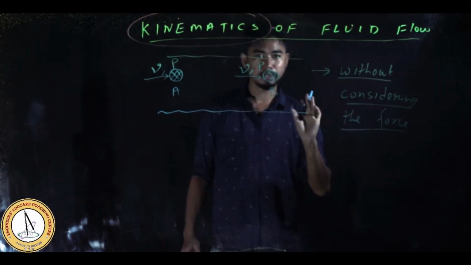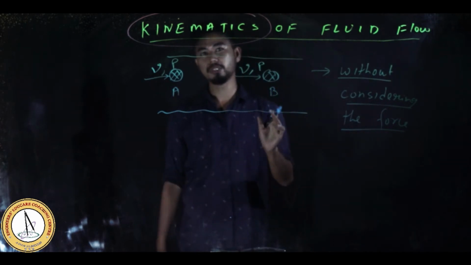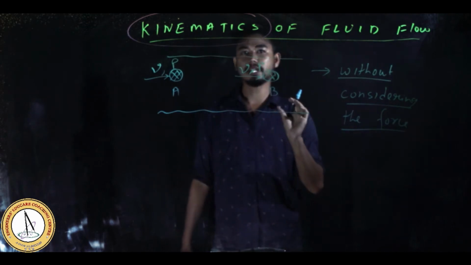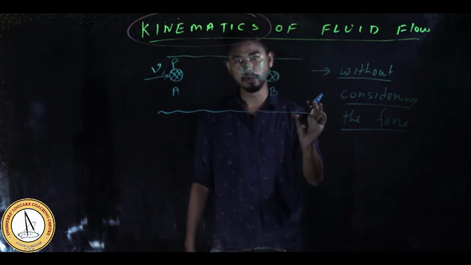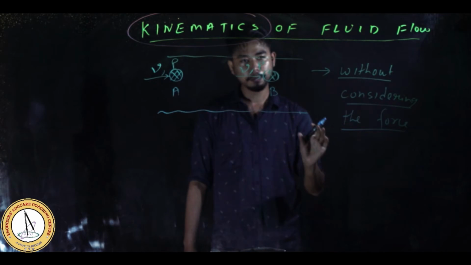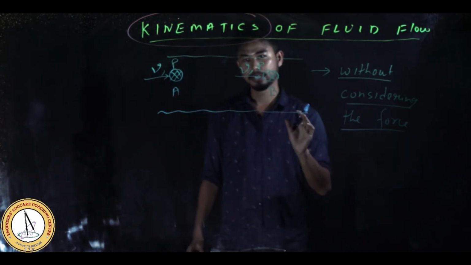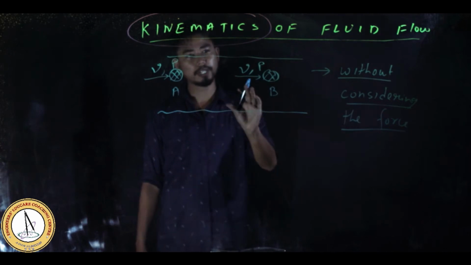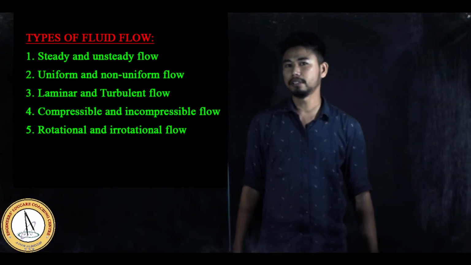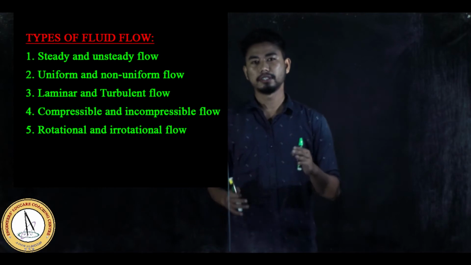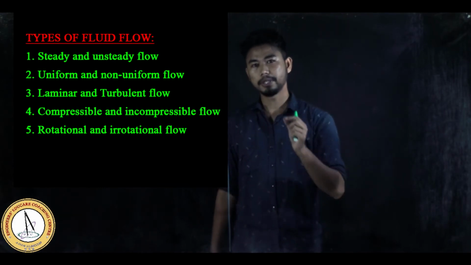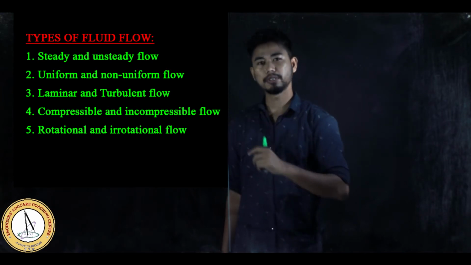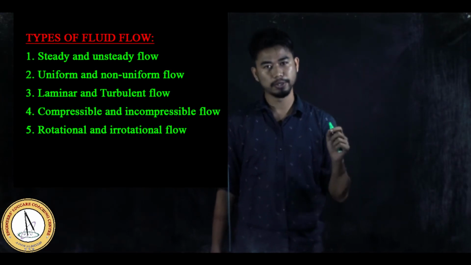Okay. So that being said, now we have understood what kinematics means. Now inside that, we are going to discuss the types of fluid flow that will be occurring in a fluid. Okay. So I am going to rub this. If you want to make notes, you can pause the video and write it. So earlier we discussed the term kinematics of flow. Now we are going to discuss the various types of flow that occur in a fluid.